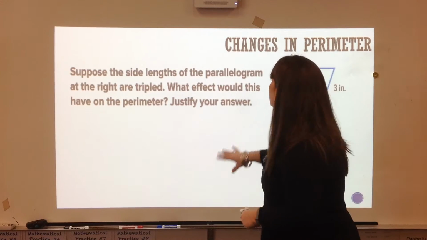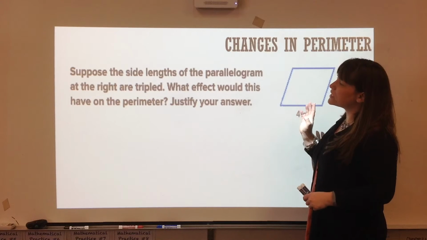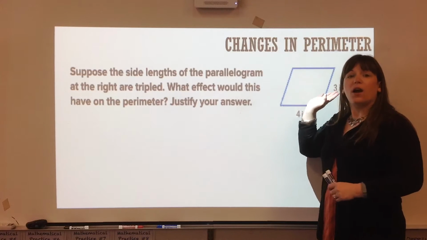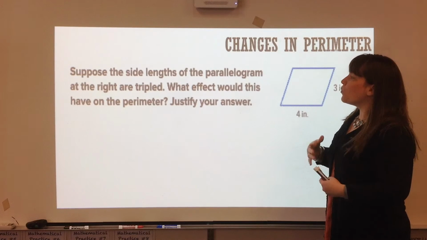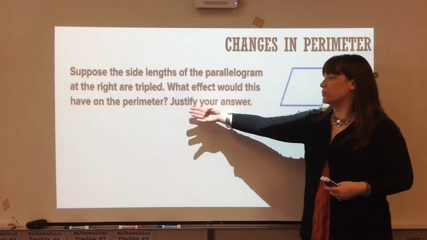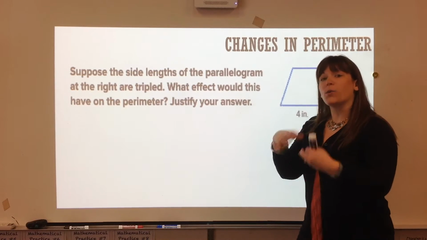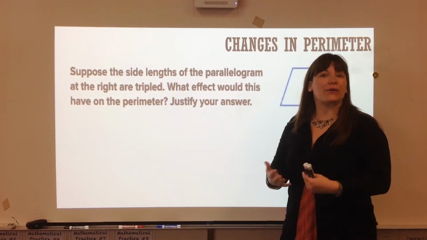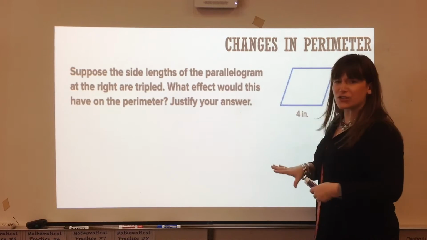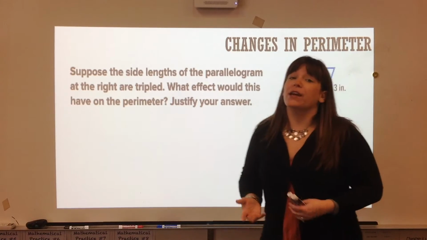So here we have a shape. It's a parallelogram, and suppose the side lengths, 4 and 3, at the right, are tripled. What effect would this have on the perimeter? And we have to do what's called justification, or justify our answer. Our work that we're going to do is part of that justification, and then we need a wrap-up sentence at the end.